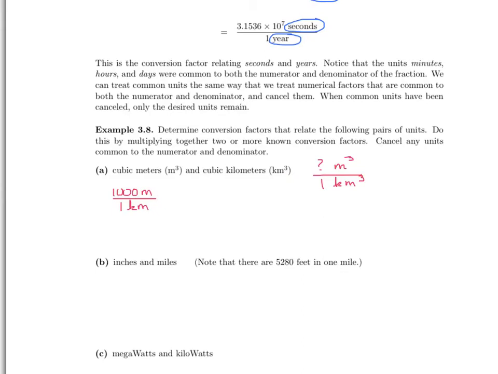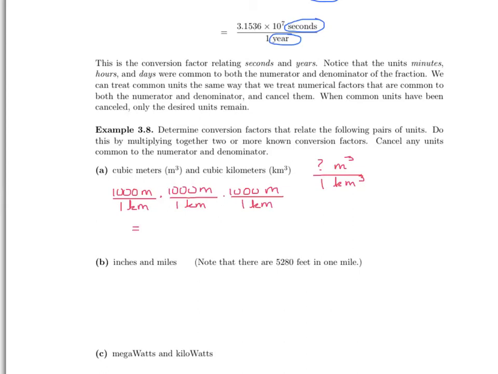Now, we need to be able to relate cubic meters to cubic kilometers. We should be able to do that here by taking our conversion factor that we already have and multiplying it by itself 3 times. So if I take 1,000 meters per 1 kilometer and multiply it by itself 3 times, I arrive at this. So let's look at this.